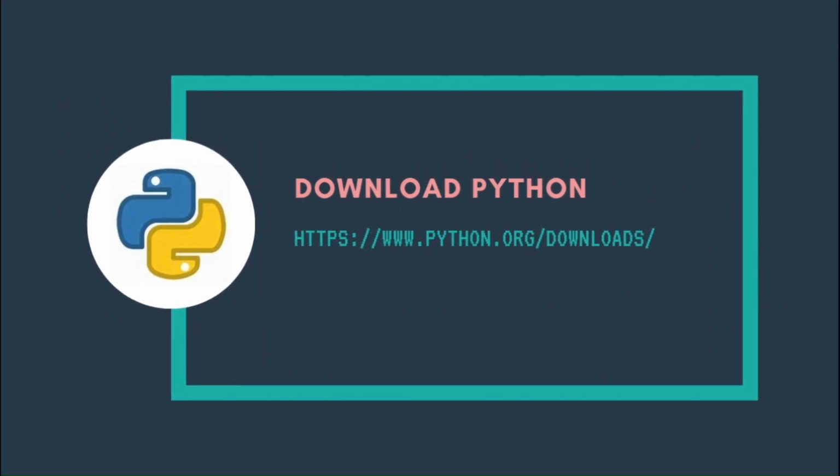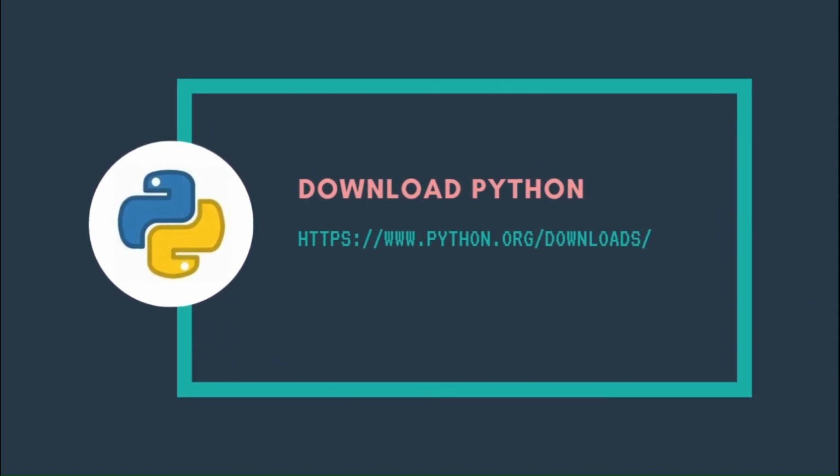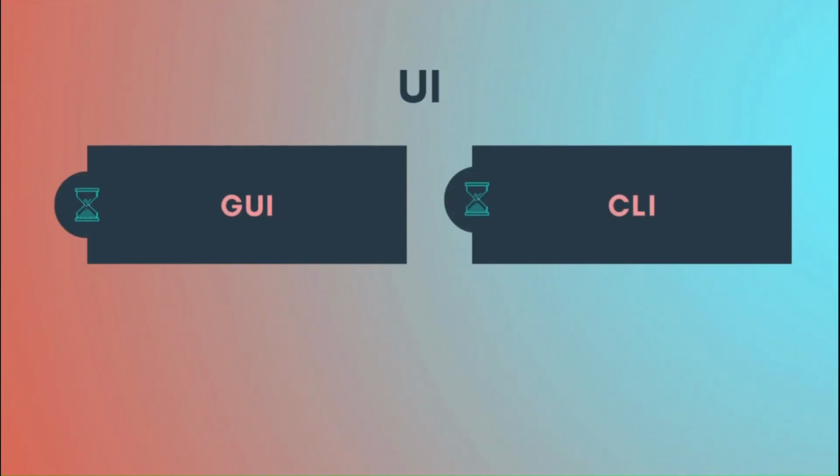As mentioned before, Python is a high-level programming language that is mostly used for back-end development. But in order to use Python in VS Code, you should download Python from this URL. You can also install Python extensions in VS Code that I will show you further in this video. I will also show you the difference between a GUI or graphical user interface and a CLI or command line interface as we move on.